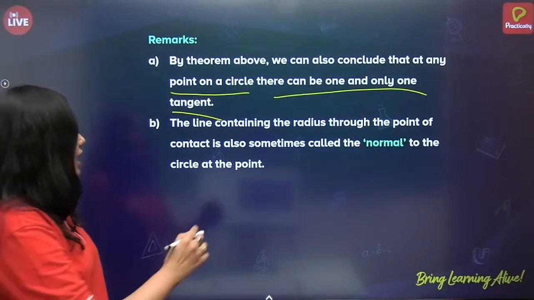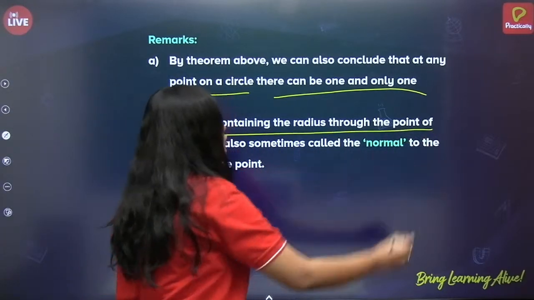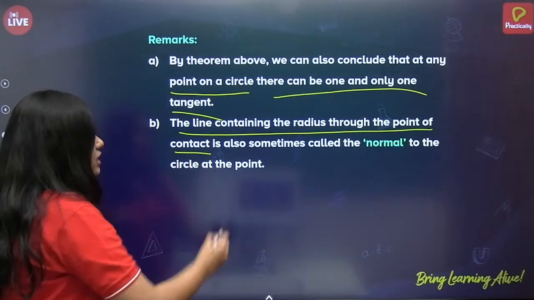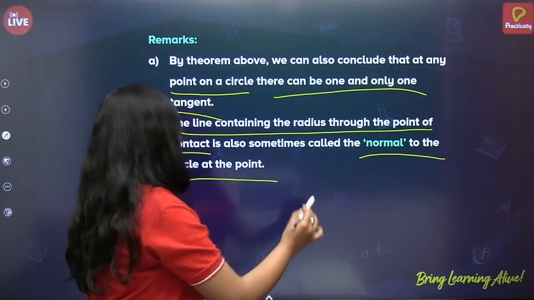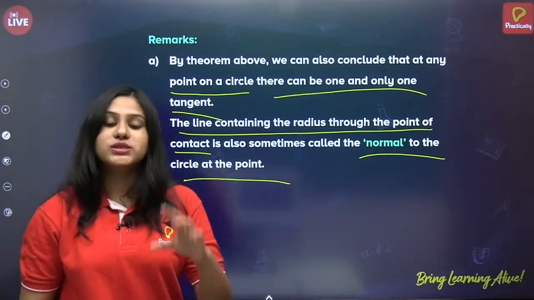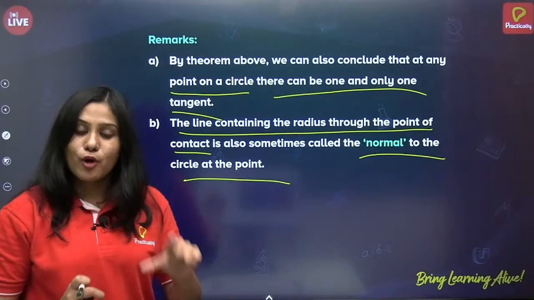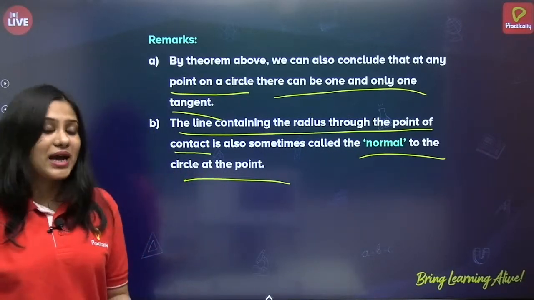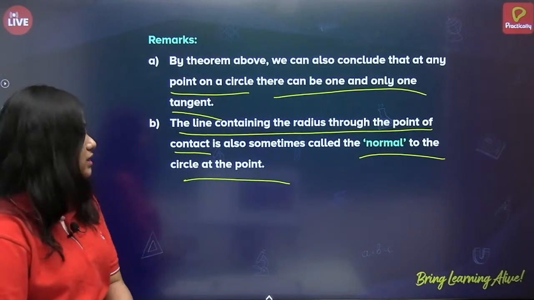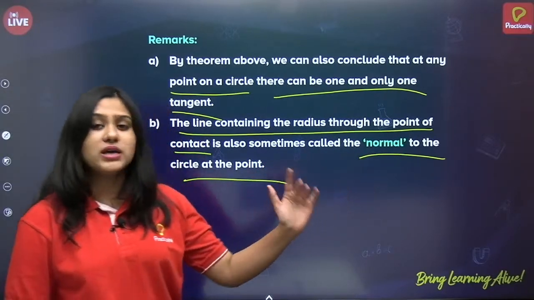Next, the line containing the radius through the point of contact is also sometimes called the normal to the circle at the point. So, when you say radius, at the point of contact, you can actually write it as 90 degrees, correct? And sometimes in a few questions, you will see that OP is the normal.